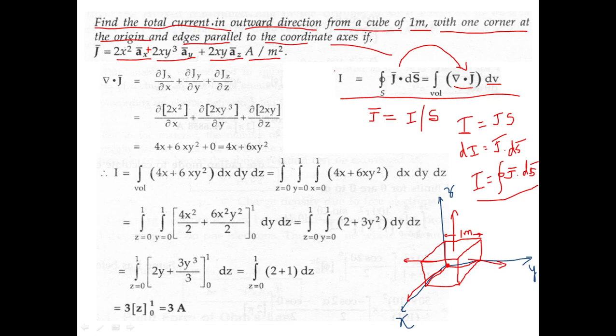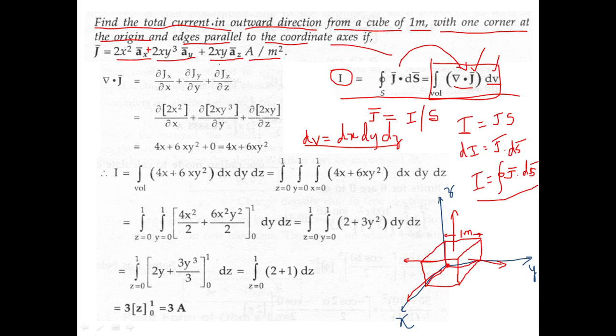So now here we have to calculate what is the current, and this is the formula we are going to use. Now already j vector is given in the question, and dv we should know from Cartesian coordinate system. What is dv for Cartesian coordinate system? dv is equal to dx dy dz. Right? This is dv for Cartesian coordinate system.